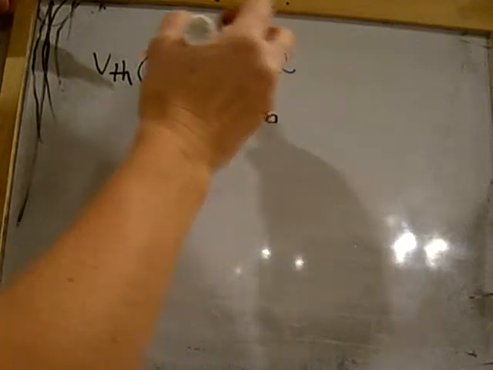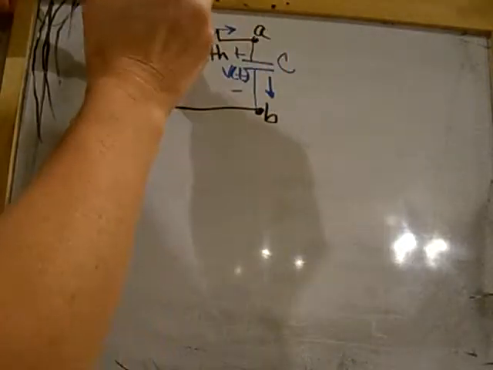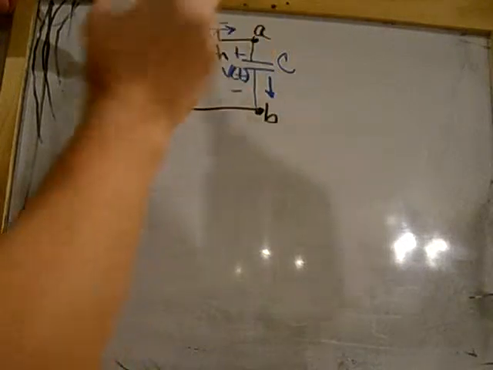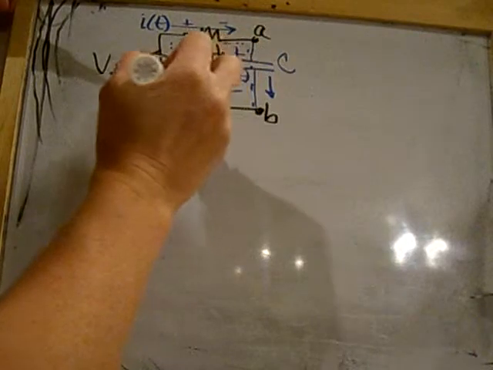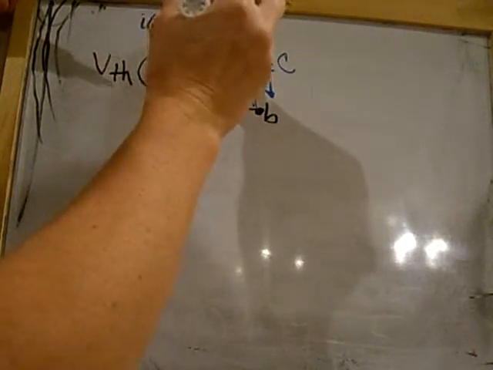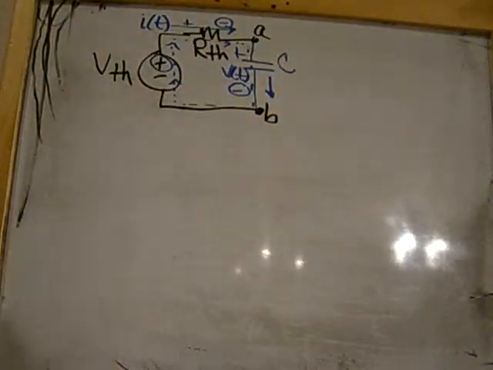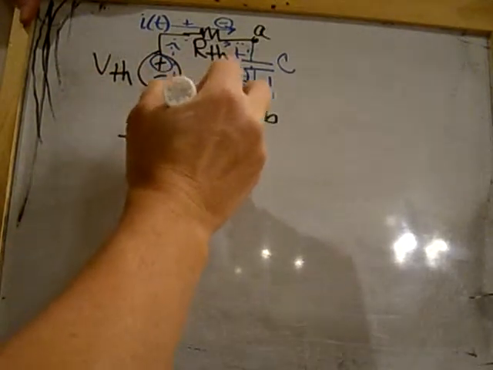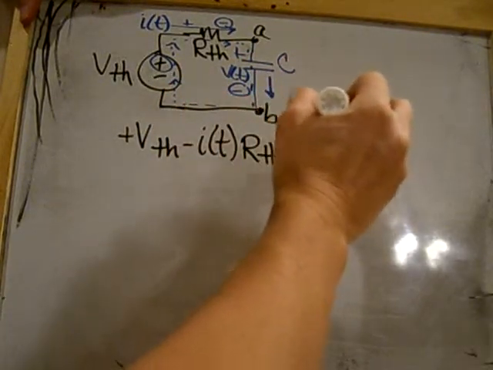there's the voltage across it, and then there's current going through the entire circuit, which is going to be I of t. A voltage loop can be taken. If I take it around in this direction, I have a plus here, a minus here, and a minus here. My equation will be plus VTH minus I of t RTH minus V of t equals 0.